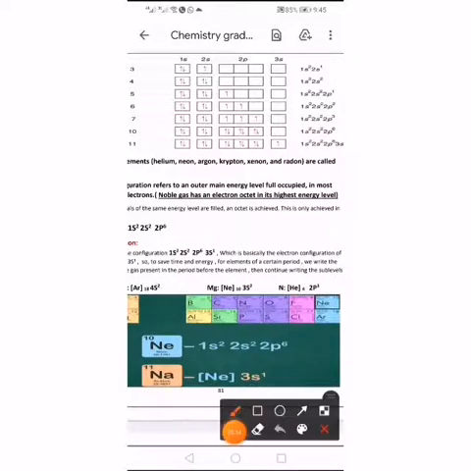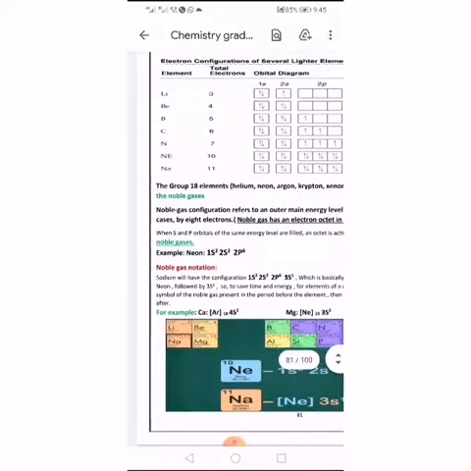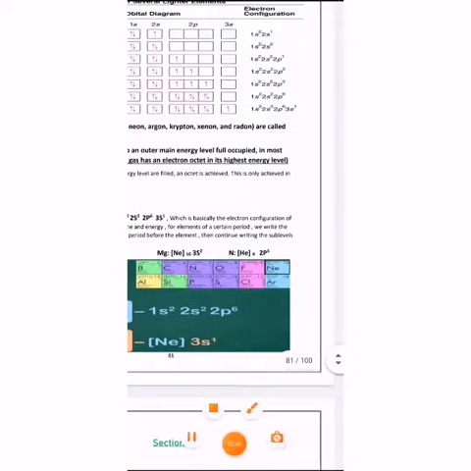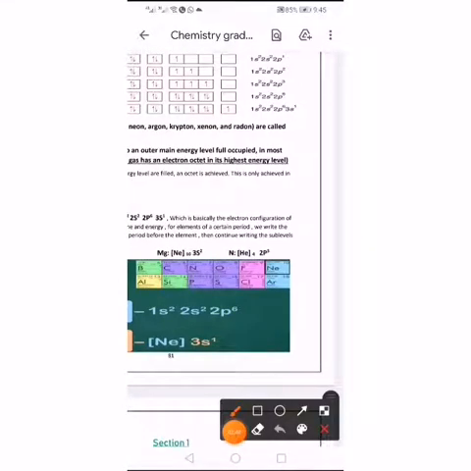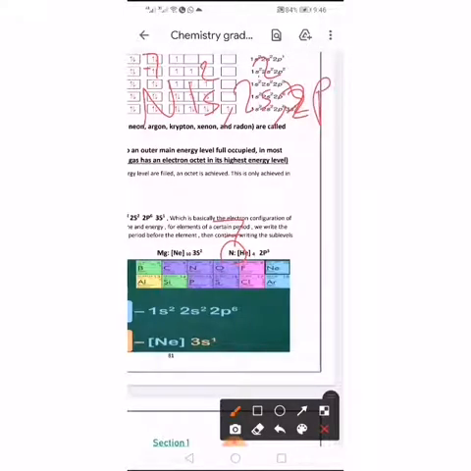What about nitrogen? Nitrogen has atomic number 7. So the electron configuration for nitrogen is 1s2, 2s2, 2p3.